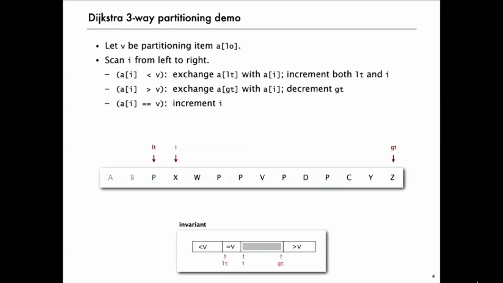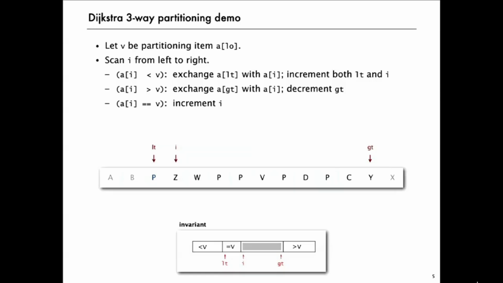In that case, we exchange the one over at the right with I and decrement GT. So now we have one over to the right that we know is greater than the partitioning element. Notice that we didn't increment I because that element Z that was over on the right really hasn't been compared with the partitioning element yet. But we did decrement GT, so we made progress. So now what happens here?